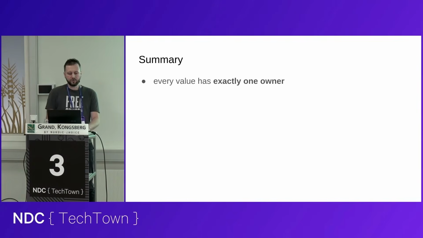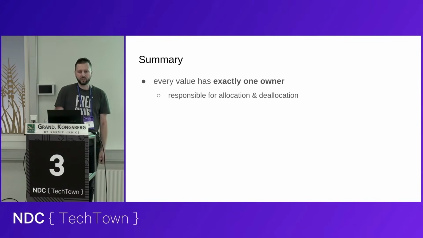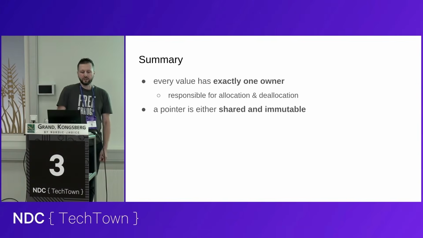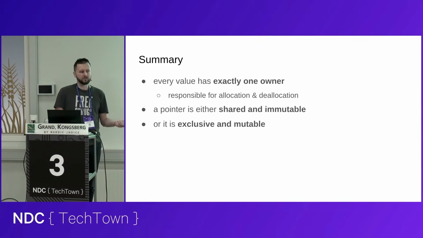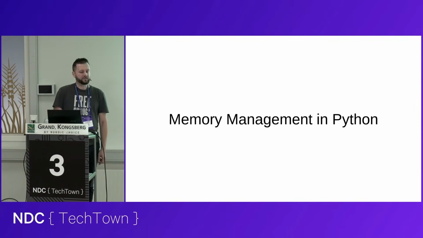So just to quickly summarize, every value has exactly one owner who is responsible for allocating and deallocating. A pointer can be either shared but immutable, or exclusive and mutable. Now let's look on the Python side of things.